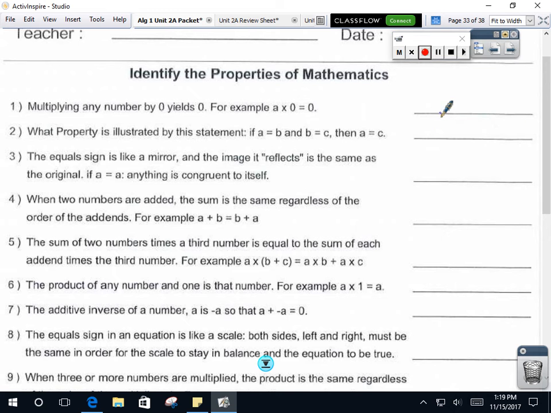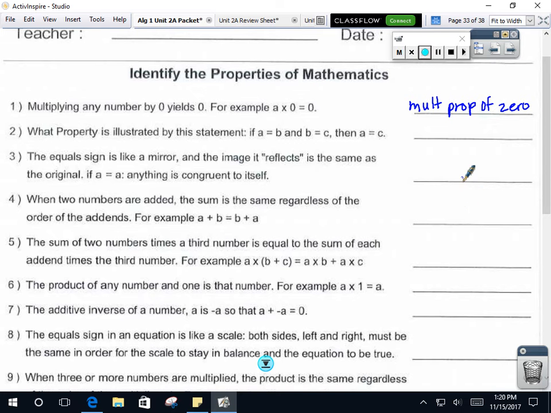Number 1, multiplying any number by 0 yields 0. That means when you multiply a number by 0, you're going to get 0 for your answer. For example, A times 0 equals 0. What property is that? That's not identity, because remember, with the identity properties, you get back what you started with. Identity properties would be like A times 1 equals A, or A plus 0 equals A. This is the multiplication property of 0. It says if you multiply a number by 0, you will get 0.